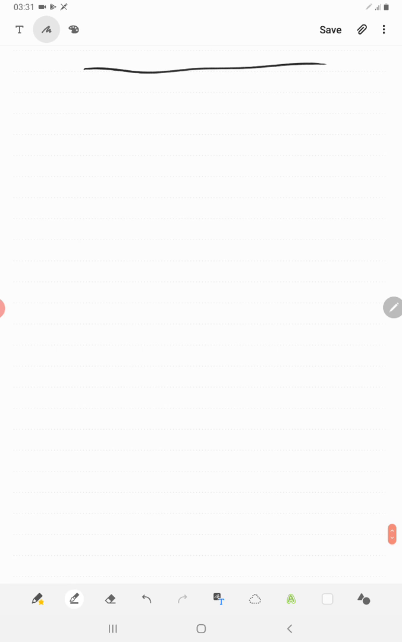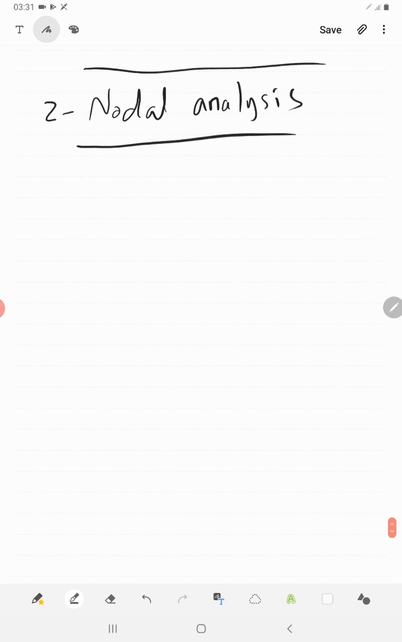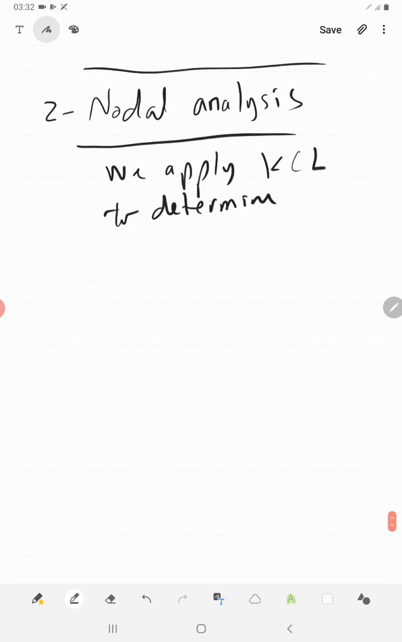Now we'll demonstrate nodal analysis. In nodal analysis, we apply KCL, Kirchhoff's current law, to determine node voltage. In the mesh analysis, we determine loop currents. In nodal analysis, we determine node voltage.